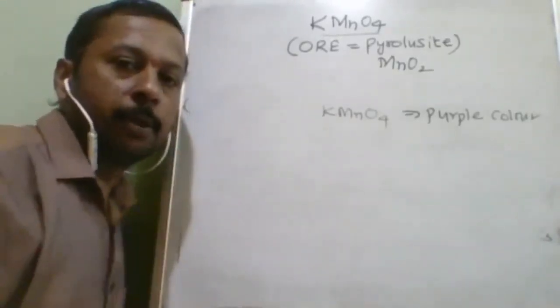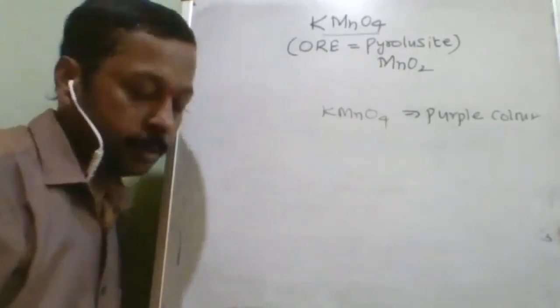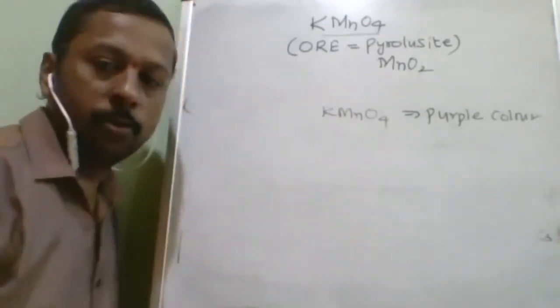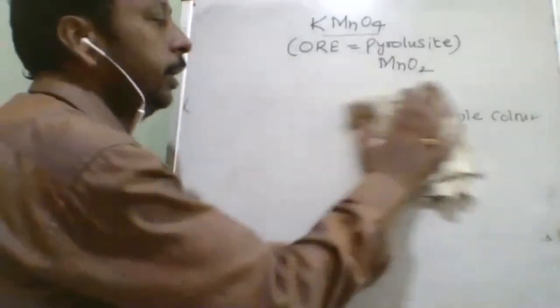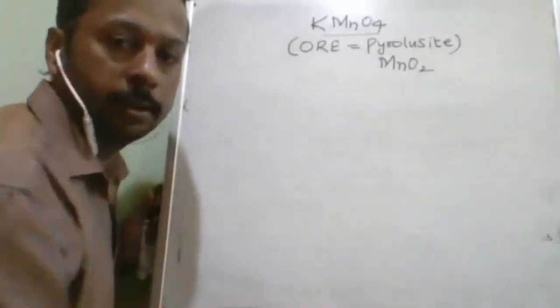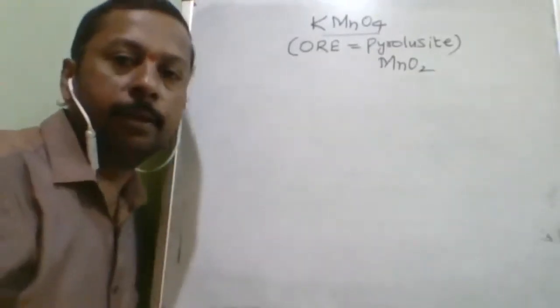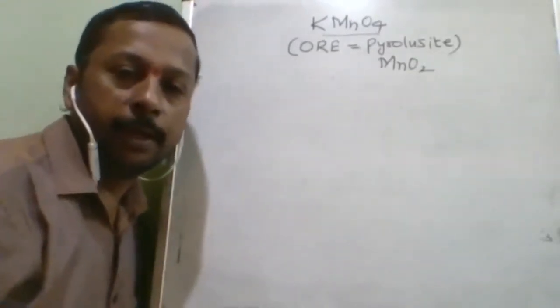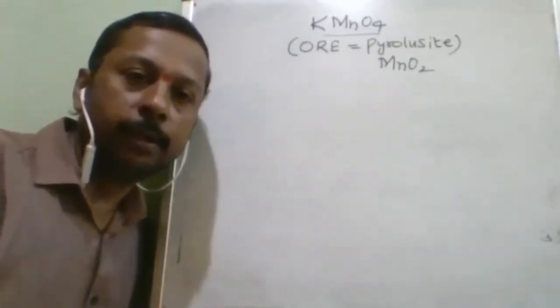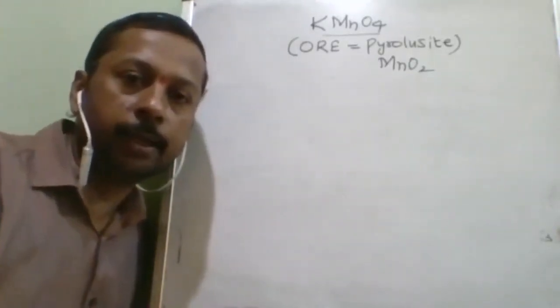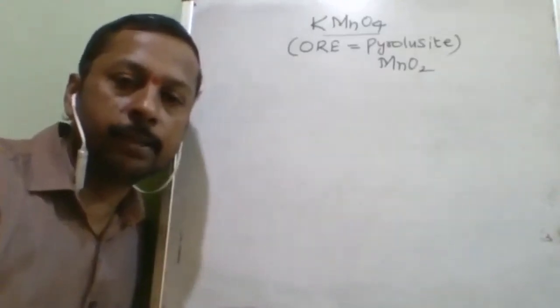The first property of KMnO4 is that it is purple color due to charge transfer. The reason behind the color is not unpaired electrons. The normal reason would be the presence of unpaired electrons, but for KMnO4 and K2Cr2O7, in both questions, what you will write? The reason will be charge transfer.